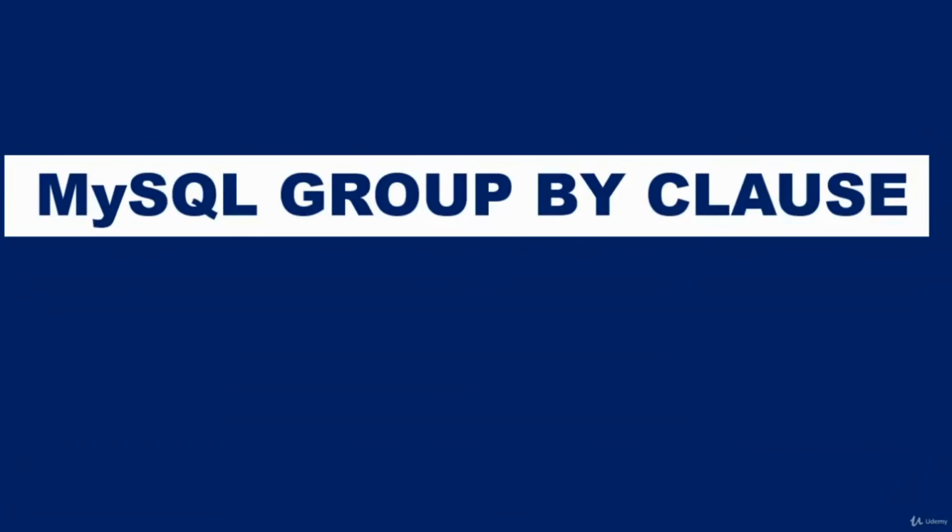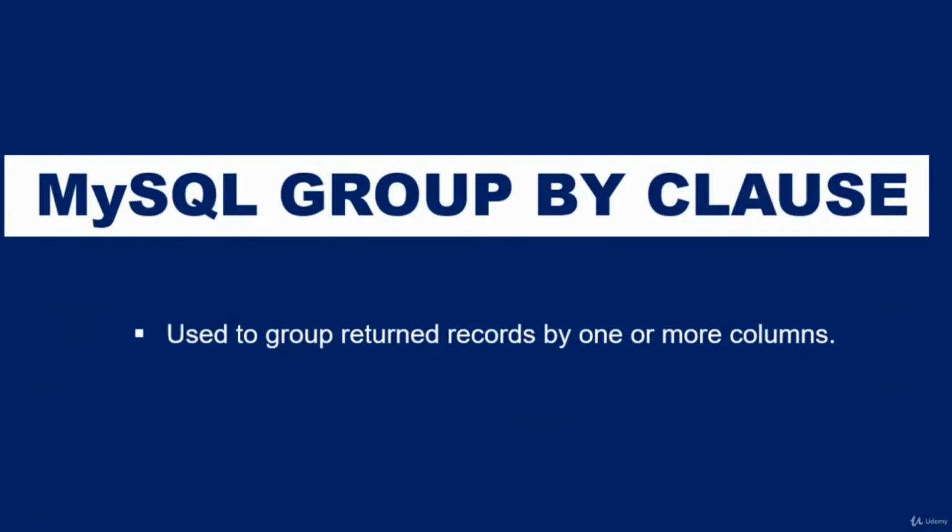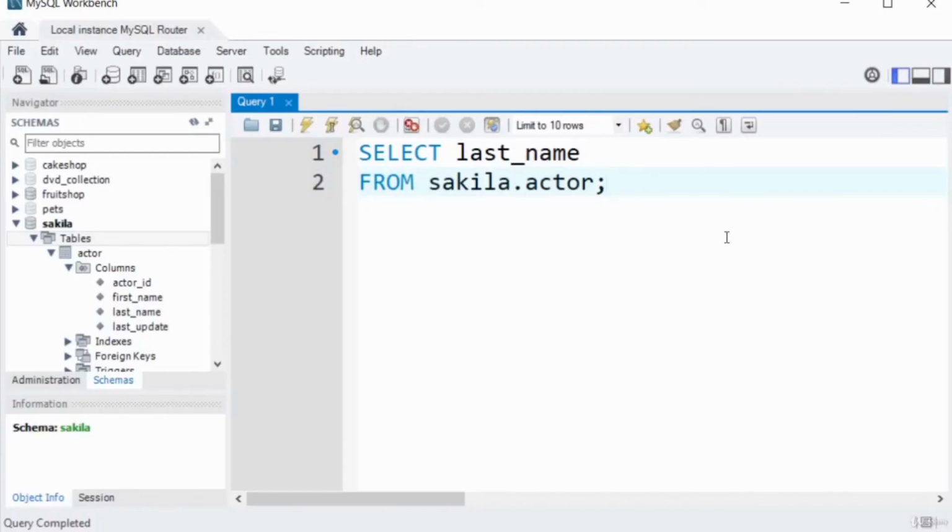Hello and welcome to this video. The group by clause is used to group the returned record set by one or more columns. And when you do that, you can specify which columns the result set is grouped by.